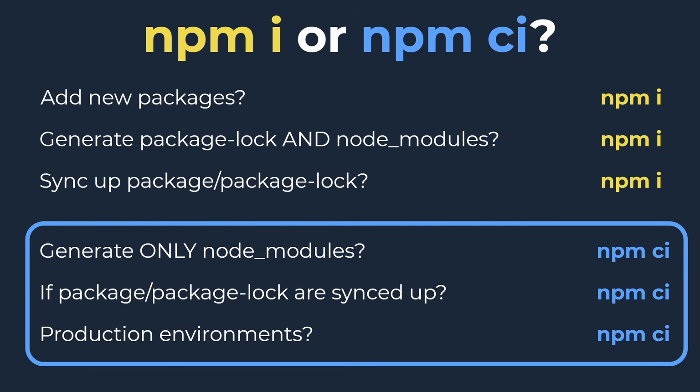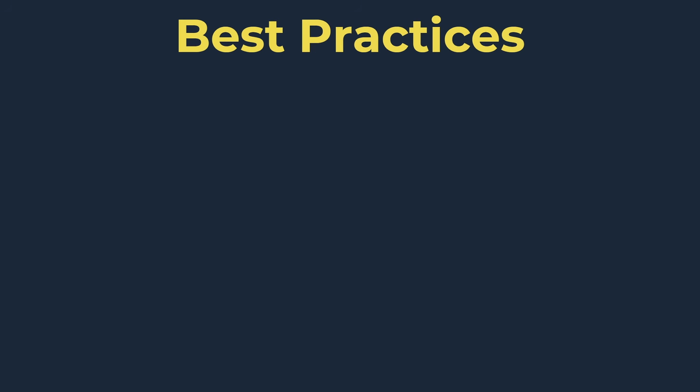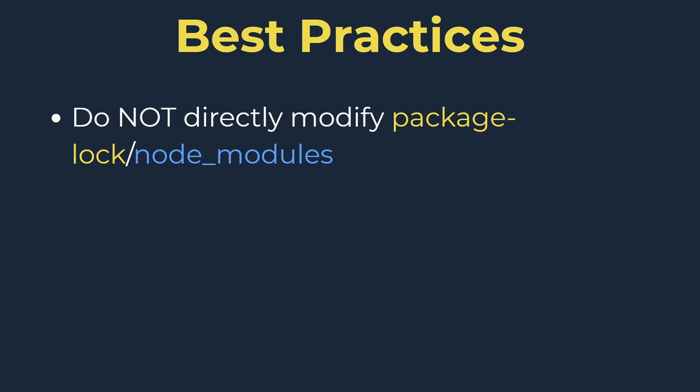Now that we've gotten this far, I want to end the video with a super quick best practices. These will just be super simple bullet points that you can follow going forward. Do not directly edit package lock or node modules. These files are both generated, there's zero reason to modify them directly. If you want to change them, do so with npm ci or npm i accordingly.